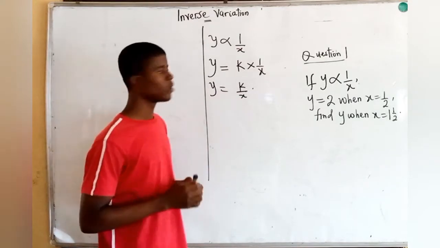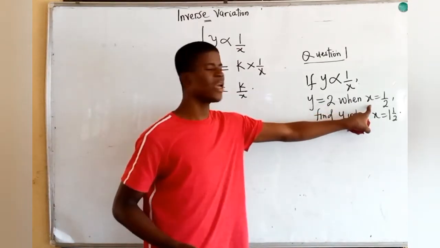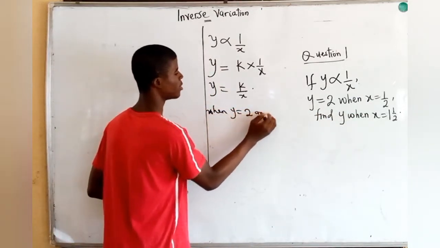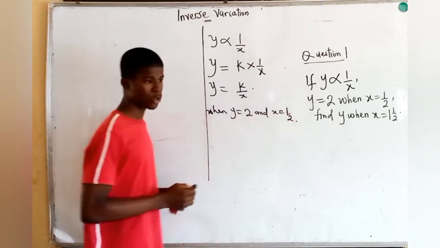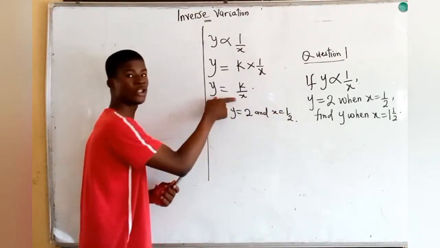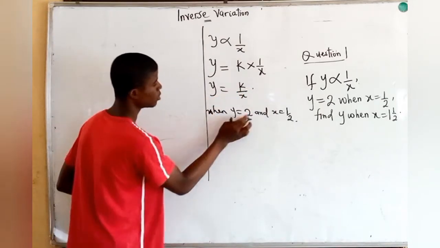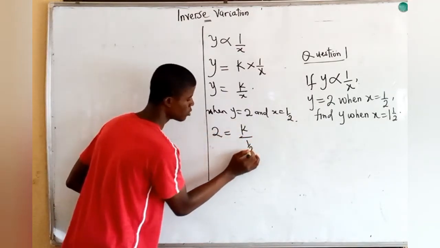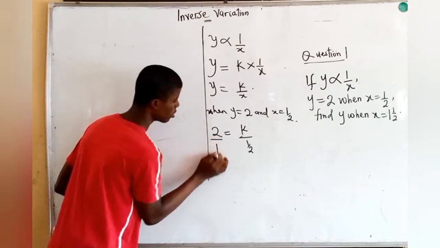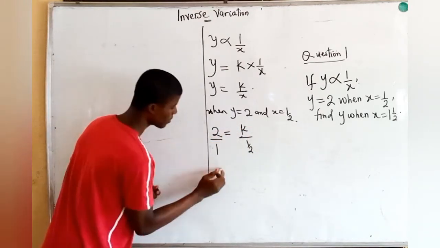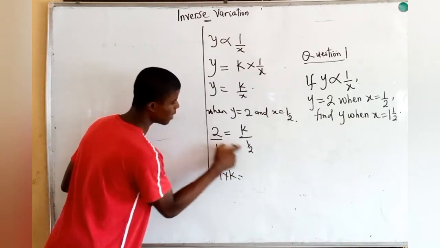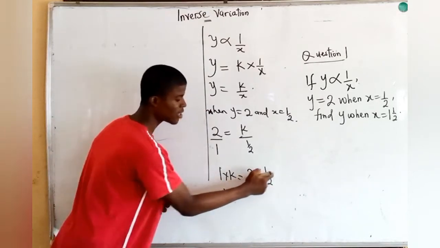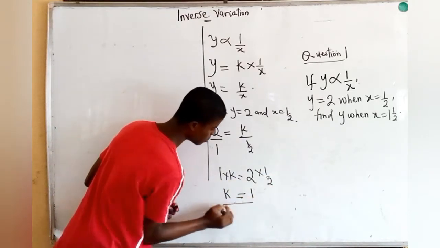X. It says y is 2 when x is half. So when y is equal to 2 and x is equal to 1 over 2, let's go. We are going to substitute these values into this equation, and the value of k will pop out. So y is 2, so 2 is equal to k over x, which is 1 over 2. So what I'm going to do here is to cross multiply. I have 1 times k is equal to 2 times 1 over 2. 1 times k is k. 2 times half is what? 1. So k is equal to 1.